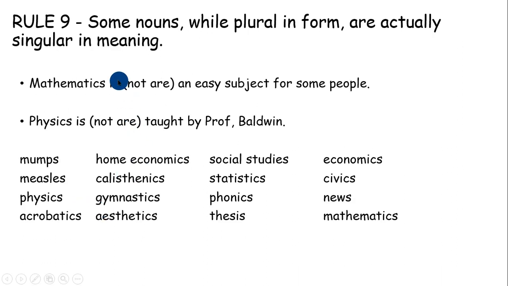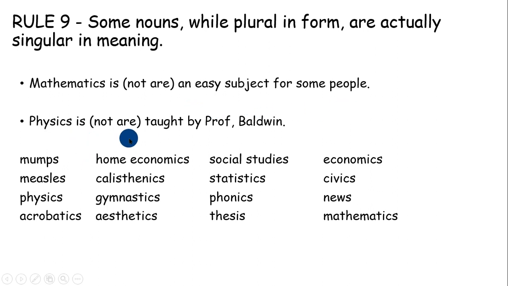Let's move on to rule number 9. Rule number 9 says, some nouns, while plural in form, are actually singular in meaning. So let me repeat that. Some nouns which are plural in form are actually singular in meaning. Now mathematics is a noun which is considered to be plural, right? It is a subject which has got various chapters. But when you use mathematics, you use it with a singular verb. Mathematics is, not are, an easy subject for some people.